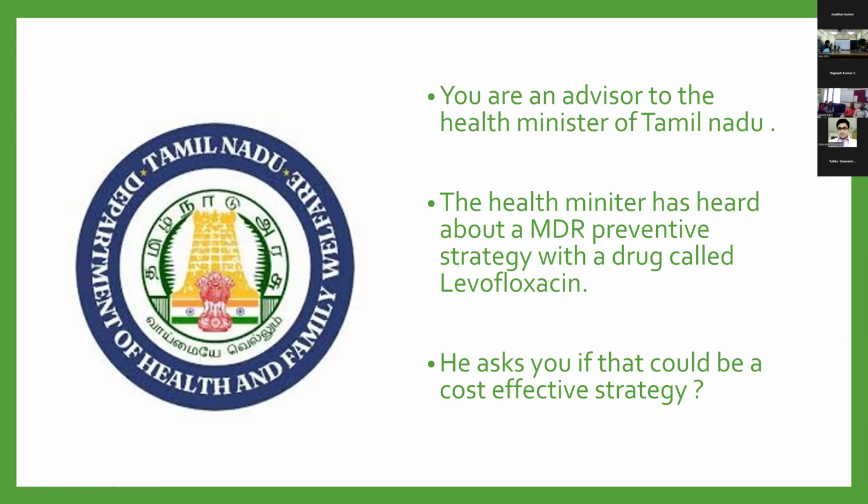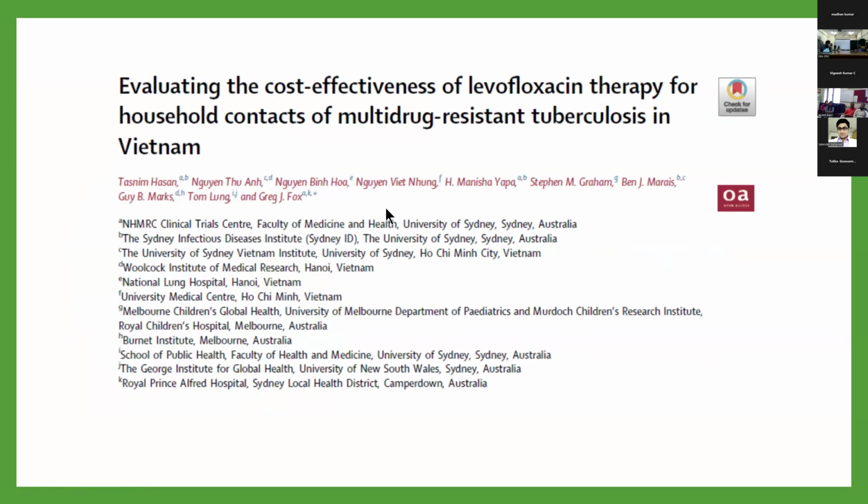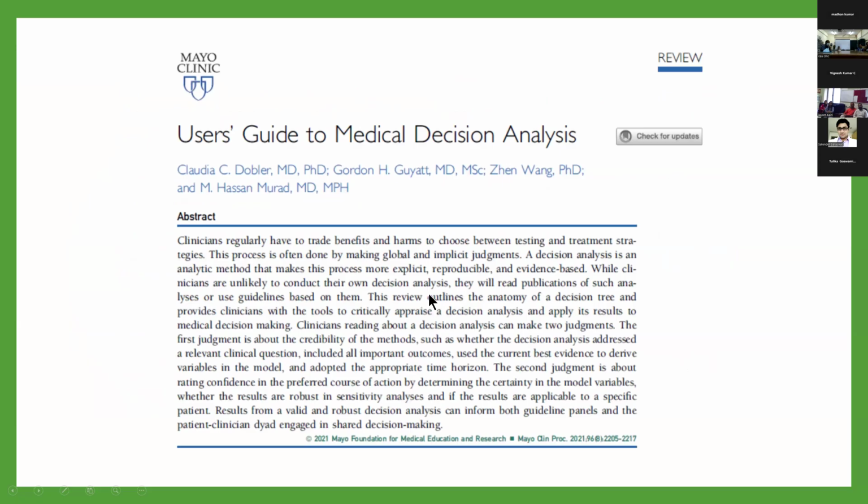Now, to answer that question, we will be looking at this study, which is evaluating the cost effectiveness of levofloxacin therapy for household contacts of multi-drug resistant tuberculosis in Vietnam. This is done using a decision analysis. And to critically appraise it, I will use this User's Guide to Medical Decision Analysis, which was published in 2021.